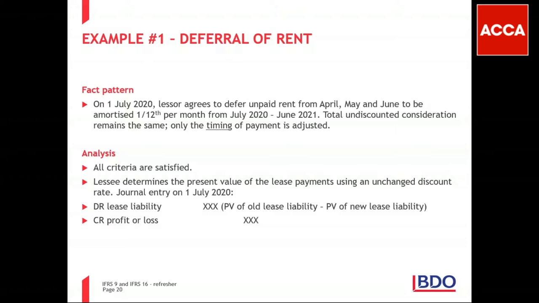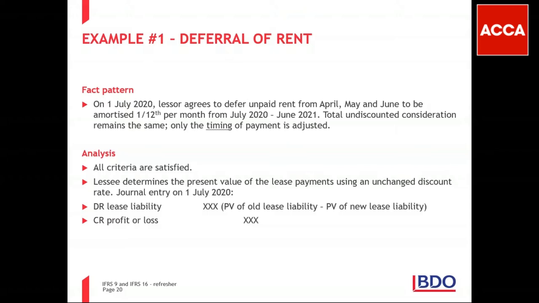Now, assuming that all the criteria of the practical expedient are satisfied, the lessee will have to recalculate its lease liability since the timing of payment is being adjusted, but it will have to calculate the lease liability using the original discount rate without re-estimating it.